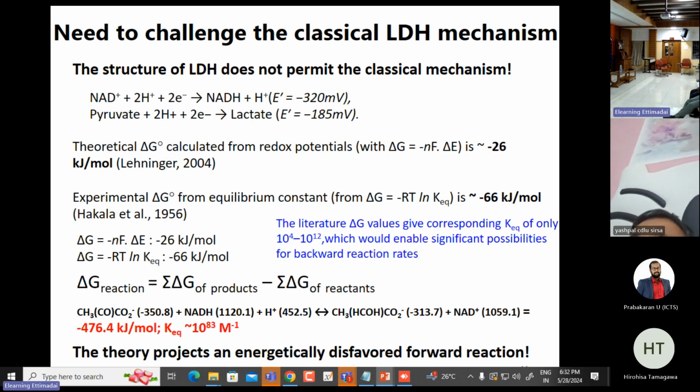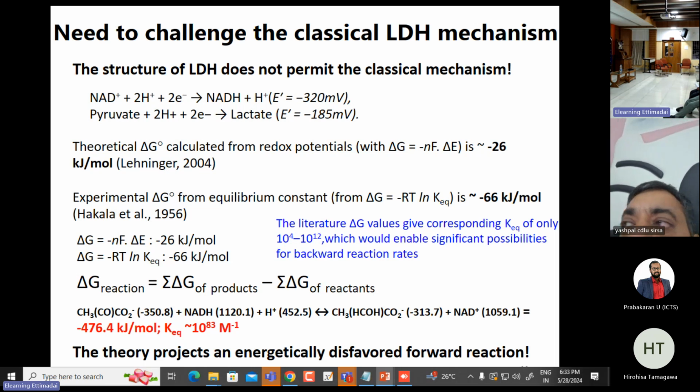But what they have ignored is the contribution of H plus, and you can see that when you add this term, you get an energy of minus 476.4 kilojoule per mole. And the equilibrium constant is roughly around 10 to the power of 83 per molar. That is, it is always going to go from pyruvate to lactate. If you get an equilibrium constant of 1, then you can say that it can go this way and that way. But when the equilibrium constant becomes higher, the reaction is going one way.